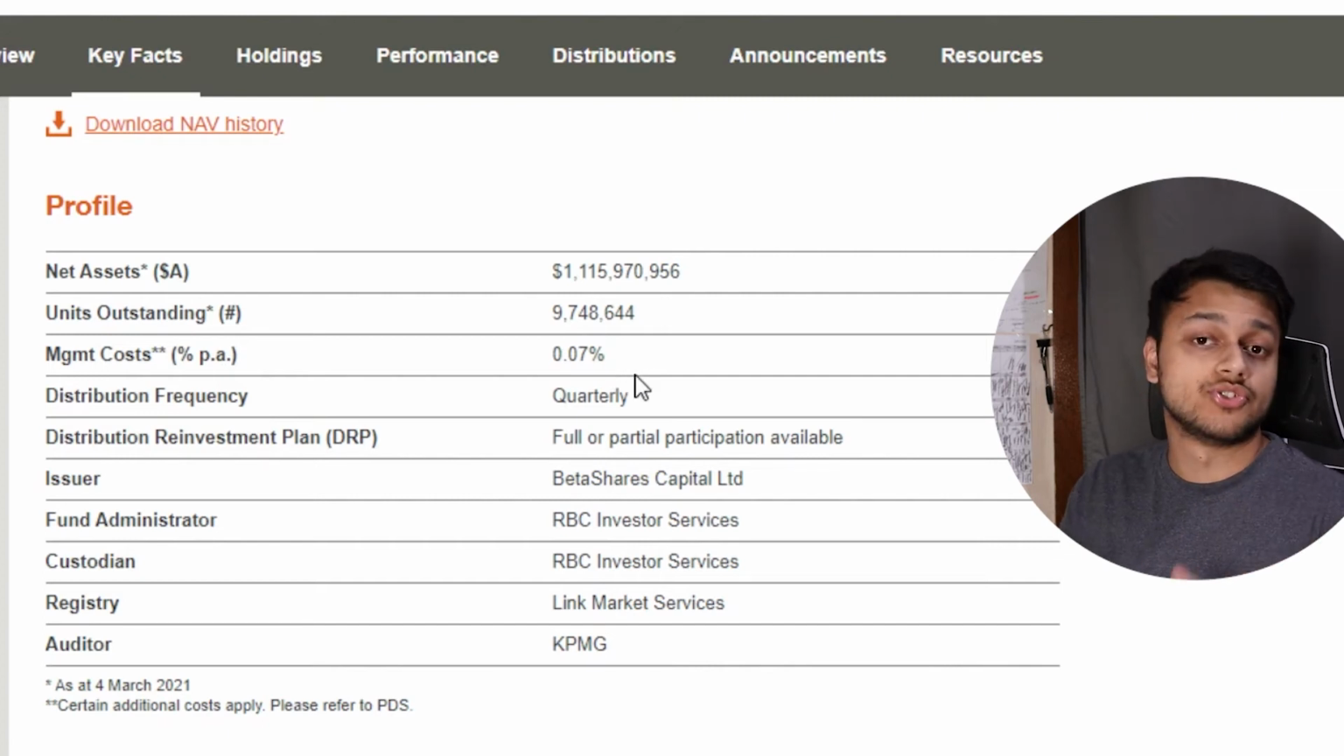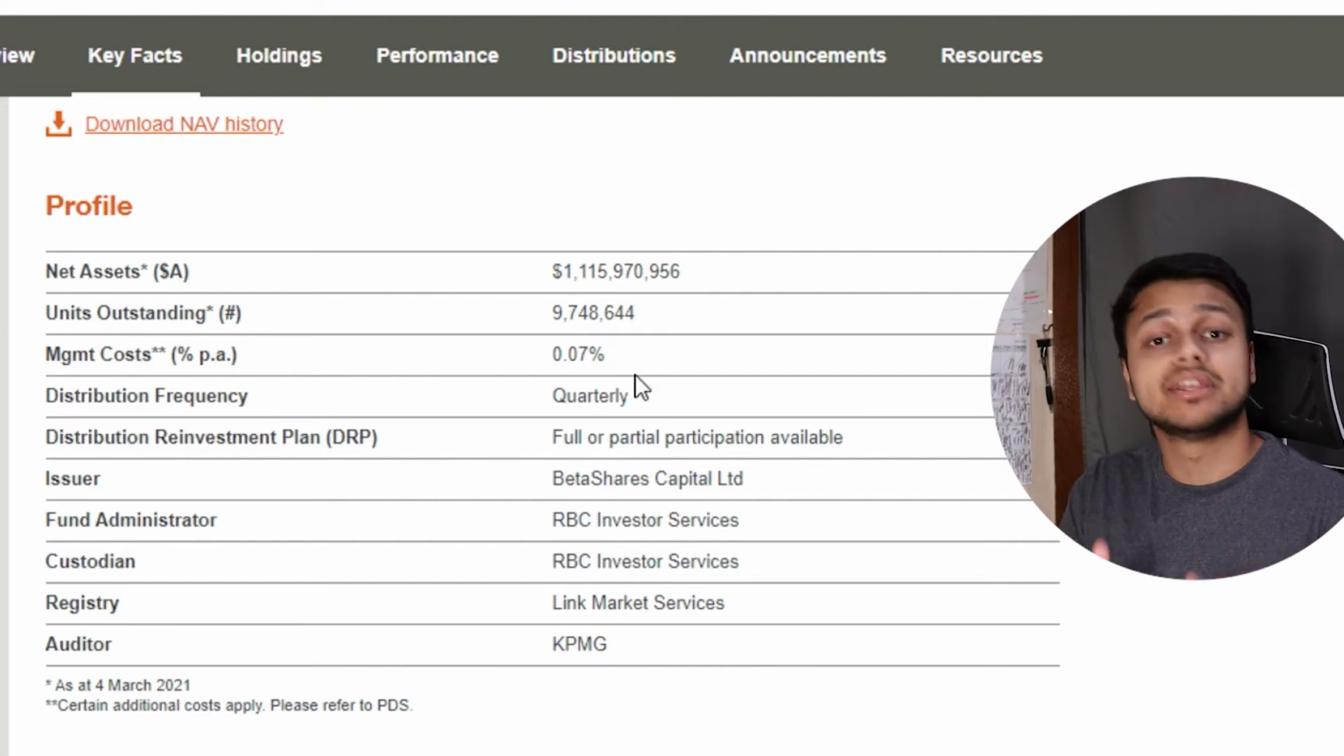This is quite good because usually the companies on the ASX pay a semi-annual dividend, meaning that you get a dividend twice a year. But with this ETF, you'll get a dividend about 4 times a year.